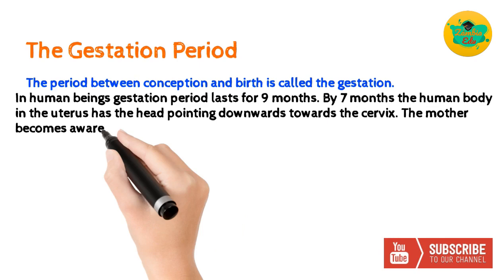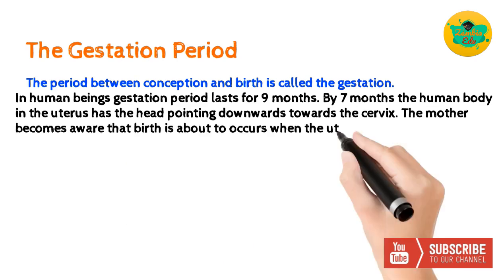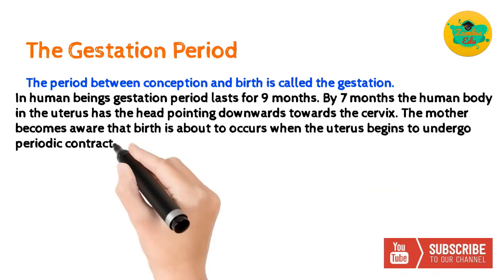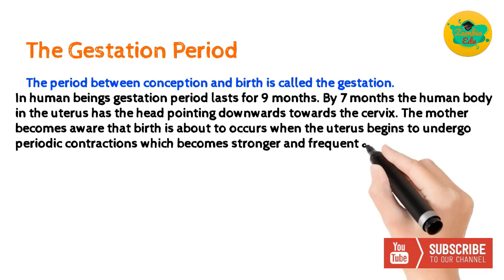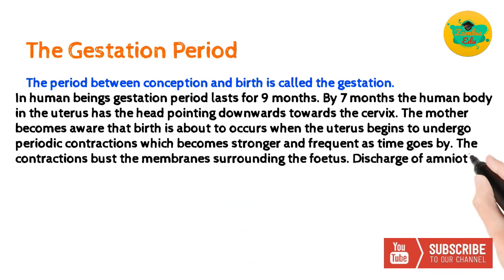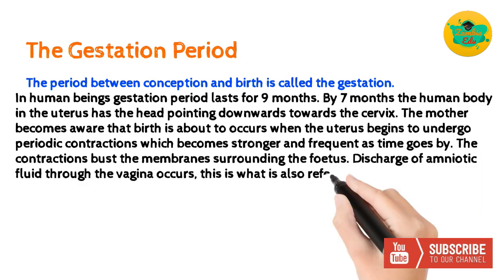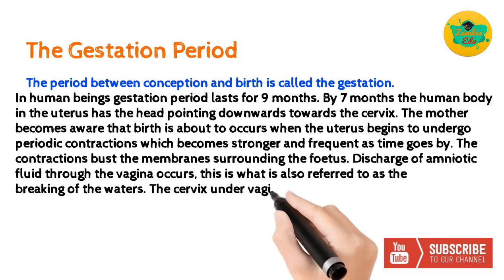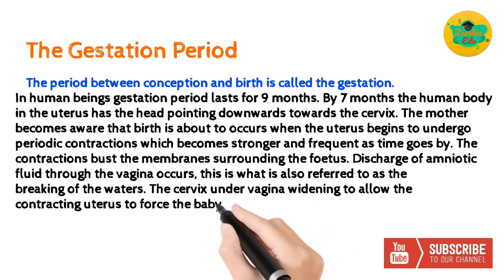The mother becomes aware that birth is about to occur when the uterus begins to undergo periodic contractions, which become stronger and more frequent as time goes by. The contractions burst the membrane surrounding the fetus. Discharge of the amniotic fluid through the vagina occurs. This is what is referred to as the breaking of the waters. The cervix undergoes widening to allow the contracting uterus to force the baby out head first.